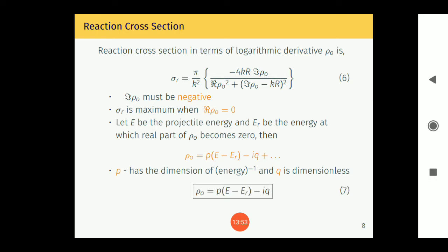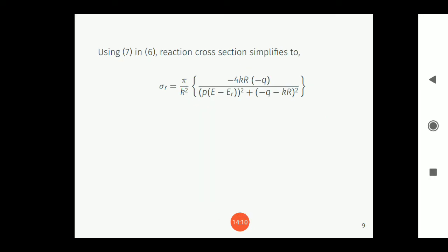Rho naught equals P times (E minus ER) minus i Q. So from that we can get the real part of rho naught to be P times (E minus ER) and the imaginary part of rho naught to be minus Q. Now using equation 7 in 6, the reaction cross section simplifies, where we are actually putting back the real and imaginary values of rho naught here. So the numerator becomes positive, the real part in the denominator is replaced by P times (E minus ER), and the imaginary part of rho naught is replaced by minus Q.